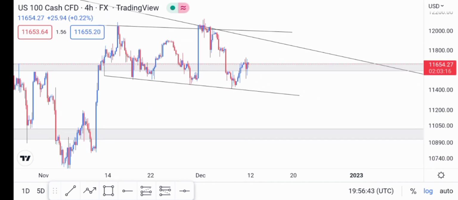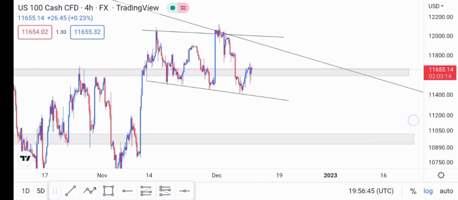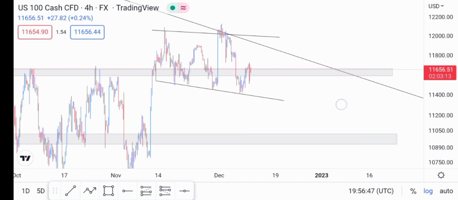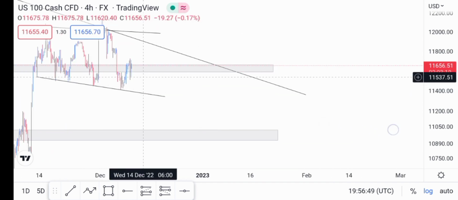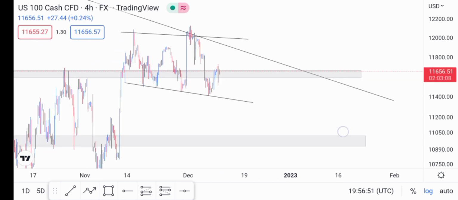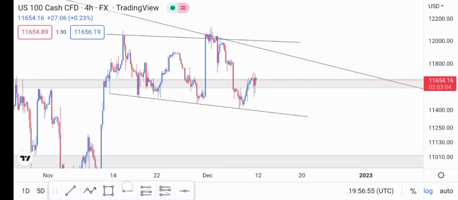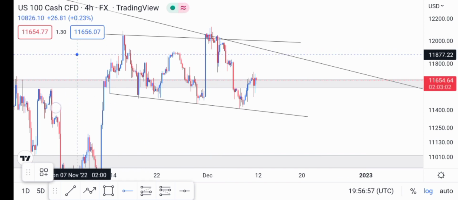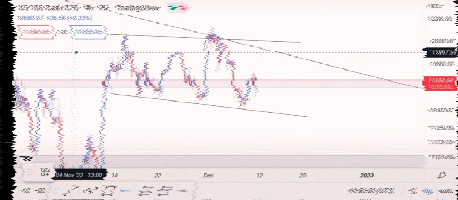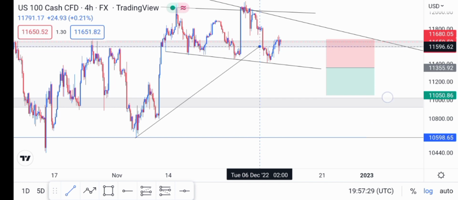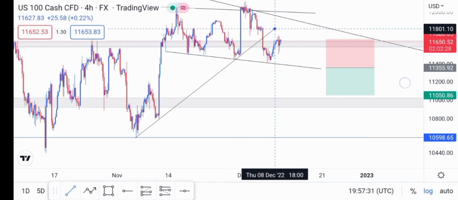So the possible scenario is that this could be a beautiful flag formation. That would have been a beautiful flag formation, but this is an opening wedge. So some of you may think it is a flag, but it's not a flag. So beware of the pattern. Am I seeing things? Oh, we just broke out. We just broke out of this thing.